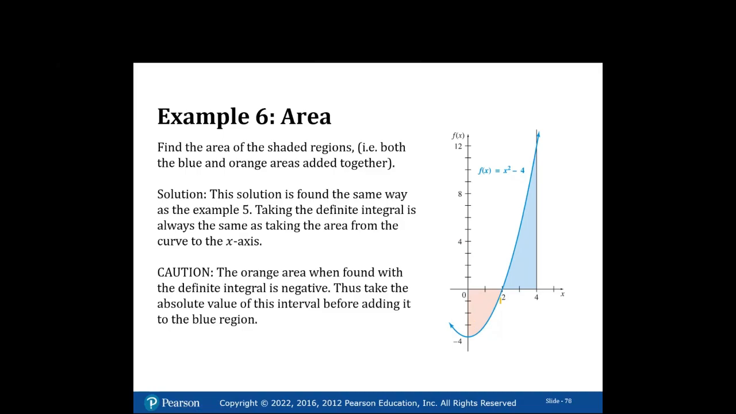But this orange area, when I go from 0 to 2, that area is going to be negative because it's below the x-axis. So before I add it into the blue, I need to take its absolute value. So we're going to set it up as from 0 to 2, the absolute value of x squared minus 4 dx. And then we're going to add the blue piece, which is then from 2 to 4. It's the same function, but I want this area to be positive so I can get the total area together. Okay? And if you do all of that, check your work, you should get 16.